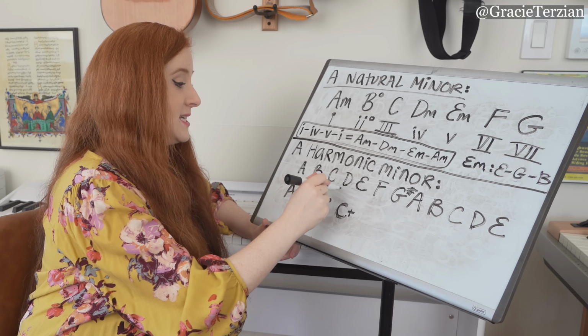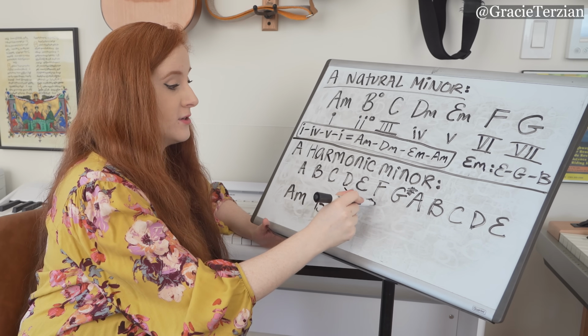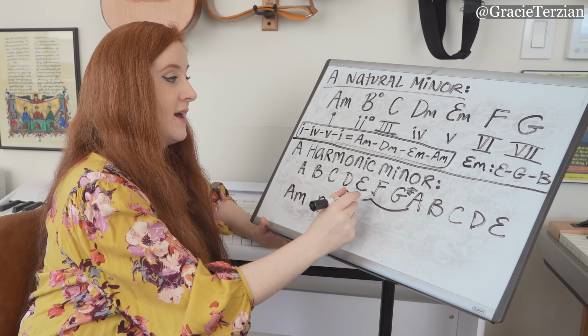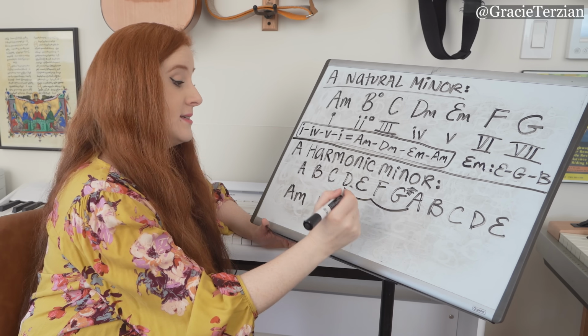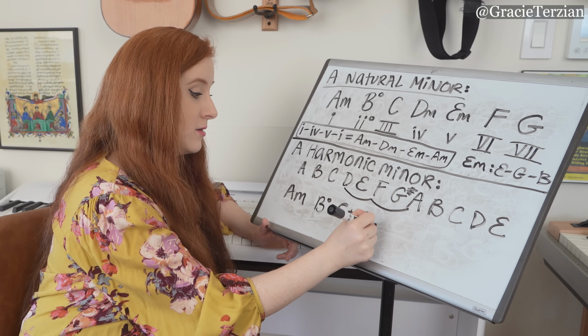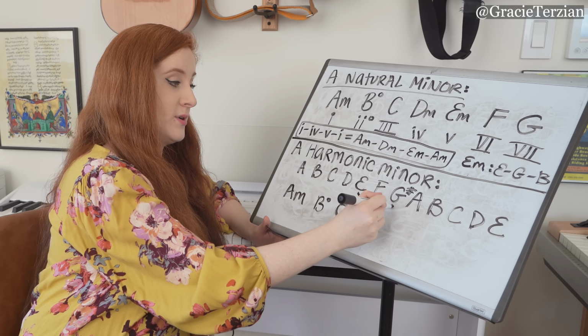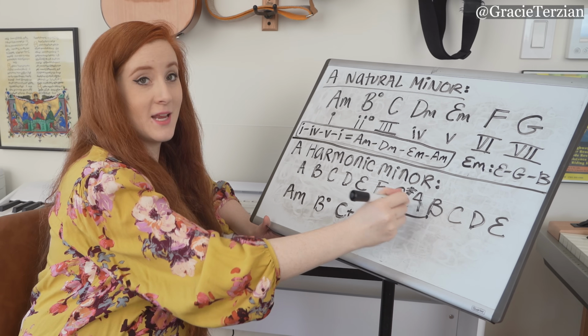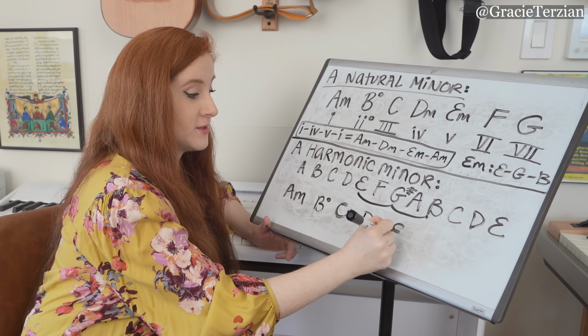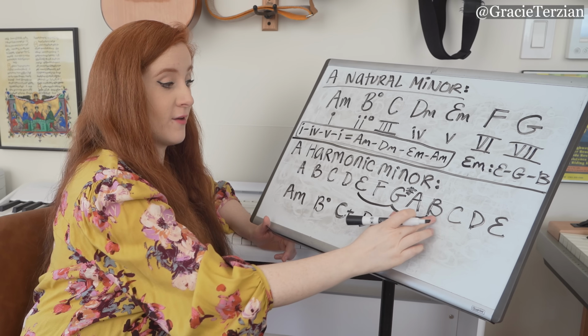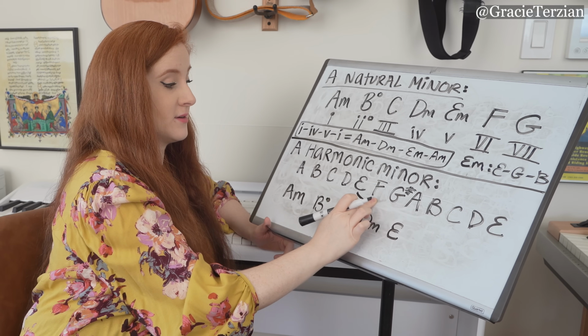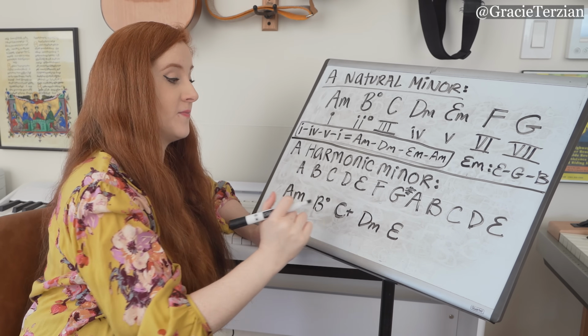Next, we're going to start on D. We're going to jump over E, go to F, jump over G sharp, and go to A. So D, F, A. That is a D minor chord. Next, we're going to start on E. Jump over F to G sharp, and jump over A, we get to B. And here we have an E major chord. So instead of E minor, we have E major. This one's a little bit different because we have that G sharp instead of the G.